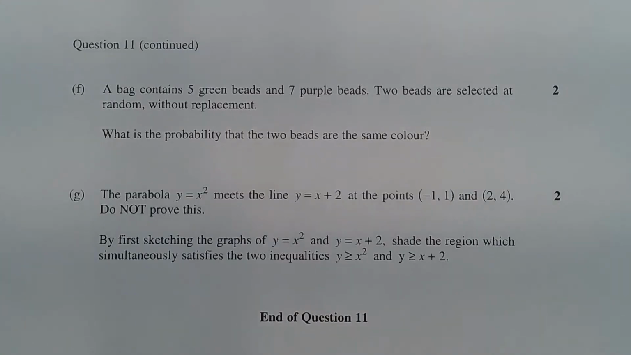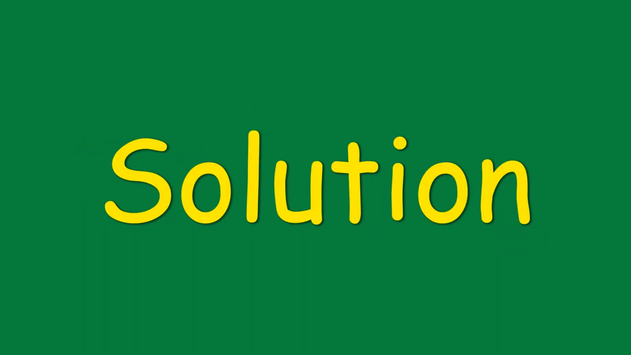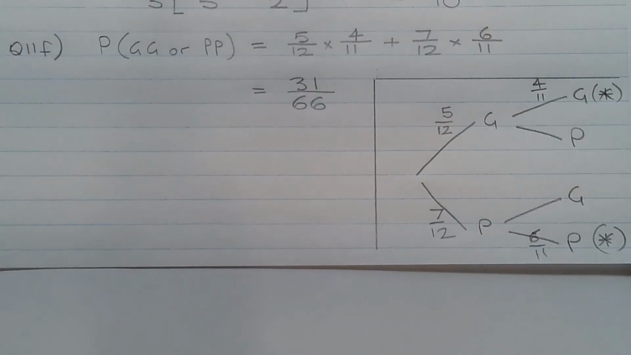Question 11f. A bag contains 5 green beads and 7 purple beads. 2 beads are selected at random without replacement. What is the probability that the 2 beads are the same color? This probability experiment has 4 outcomes: green green, green purple, purple green, or purple purple.